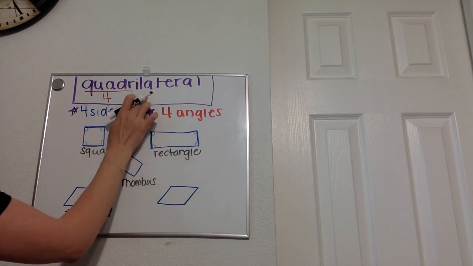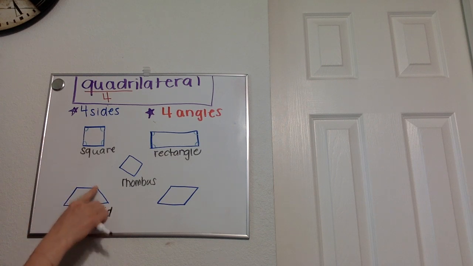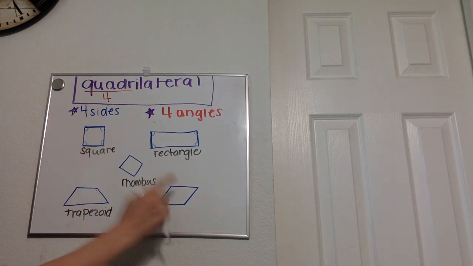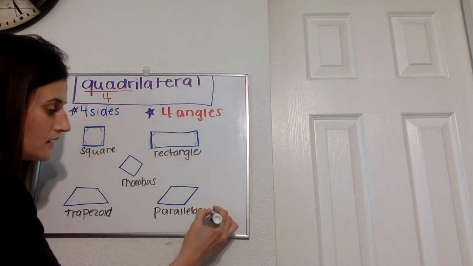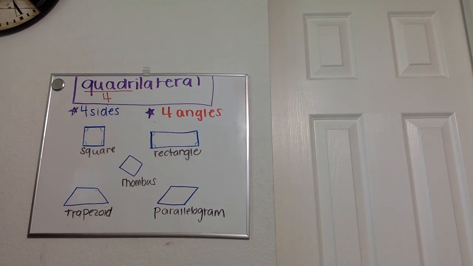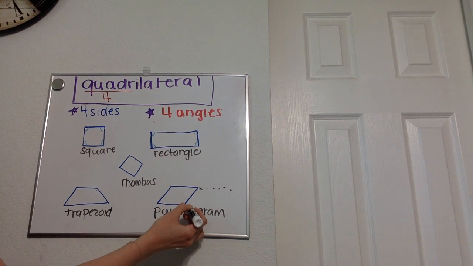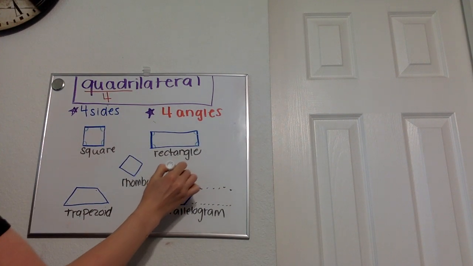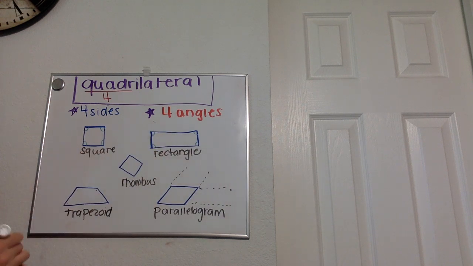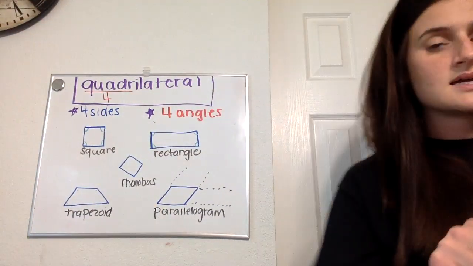And it is considered a quadrilateral because it has 4 angles and 4 sides. And this shape is called a parallelogram. Now, this is called a parallelogram because these lines, if they went on forever, they would be considered parallel lines, which means they would never intersect. Same with these lines. If they went on forever and ever and ever, they would never touch. So that is why that is called a parallelogram, and it also has 4 angles and 4 sides.